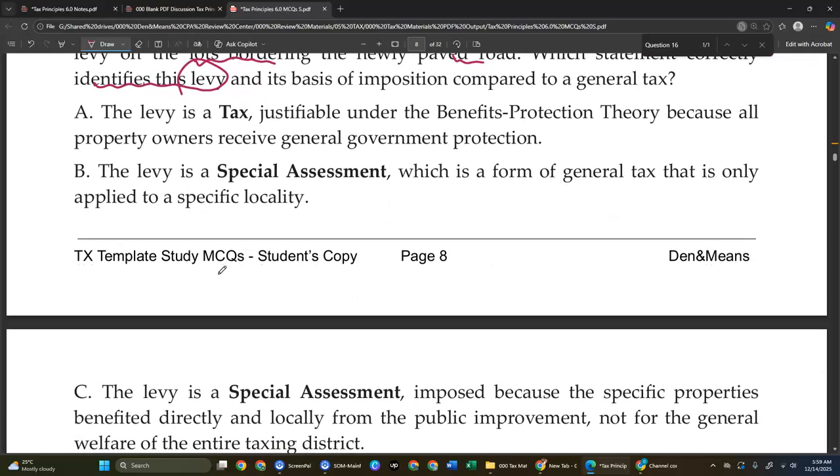Letter A: a levy is a tax justifiable under benefits protection. There's no benefits protection, because all the property owners receive general government protection. It's not a tax because one of the qualifications of a tax is that it is for the general public purpose, and it is not levied based on improvements that are benefited by the subjects.